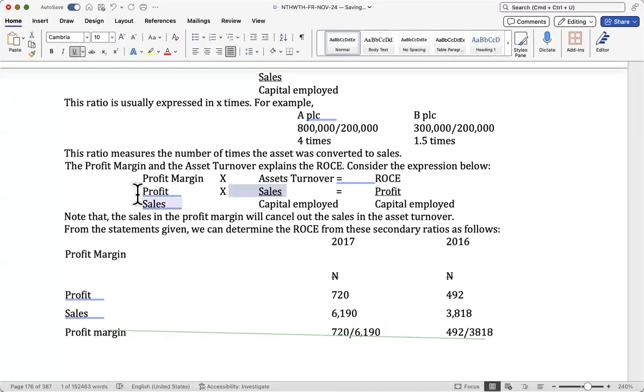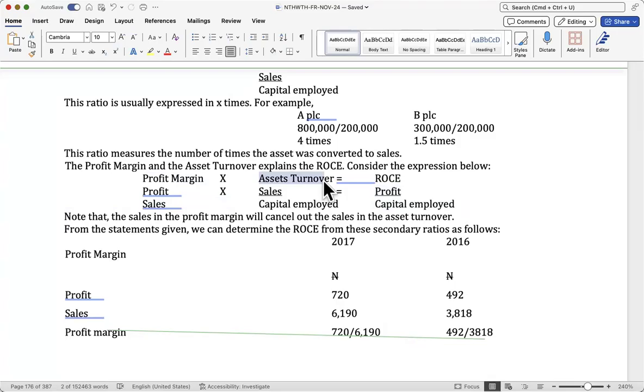Sales cancel out sales, since we're multiplying one by the other, and we are left with profit over capital employed, which demonstrates ROCE. And additionally, it is good that ROCE and asset turnover are both increasing. It shows that this company is profitable.